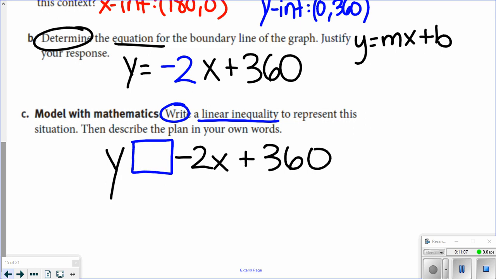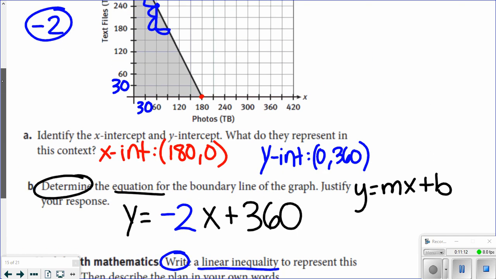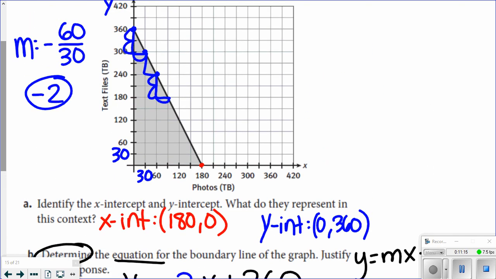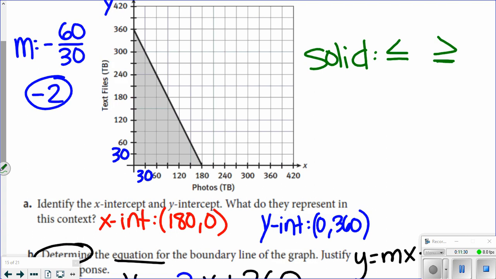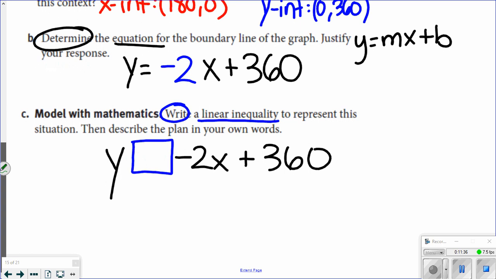So the first thing I look at is my black boundary line: is it solid or is it dotted? In this case, it's solid. So because it's a solid line, I know I have two options for my inequality symbol. It's either less than or equal to, or greater than or equal to. Because of this equal to, it gives us a solid line. So I know for this question, I'm going to have or equal to, but how do we figure out if we're less than or greater than?